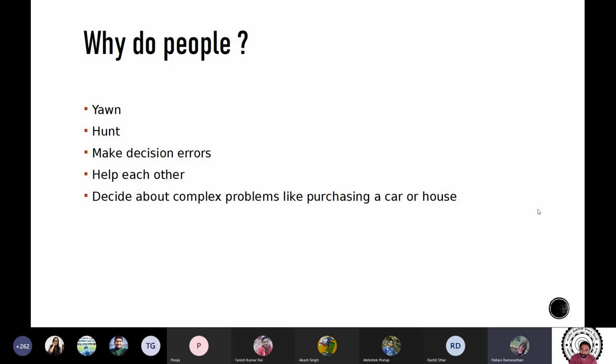So there are quite a few hands. Should I read out the names? Yes, please. I mean, you can go through some sequence. Yeah, right. Mohit Kumar. Yes.